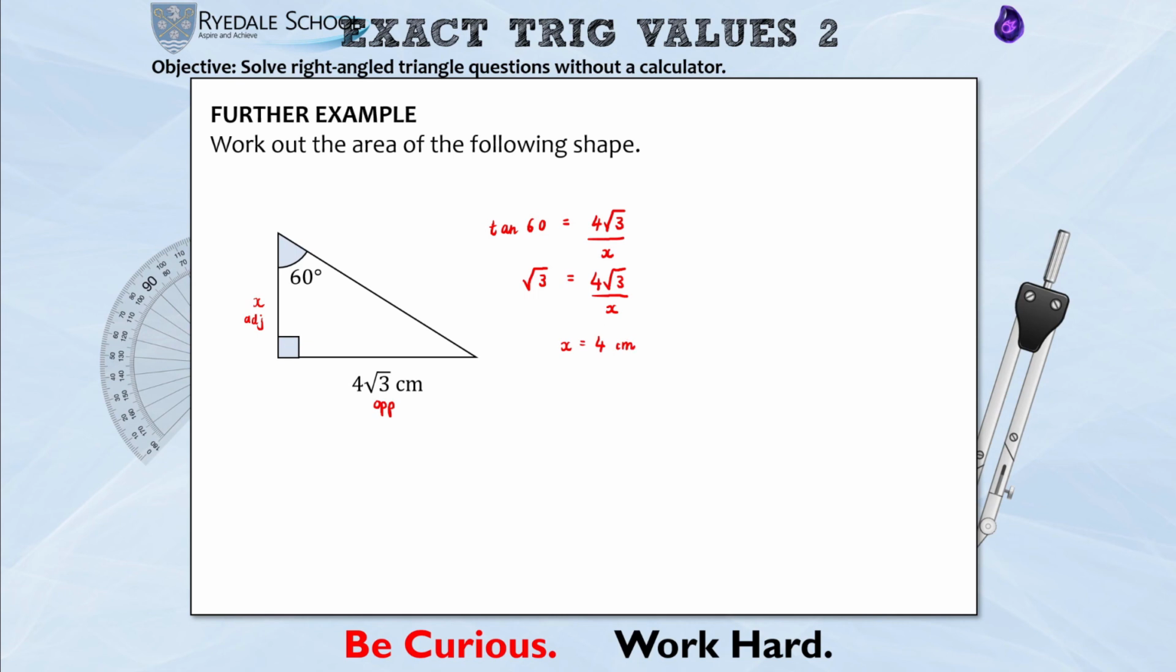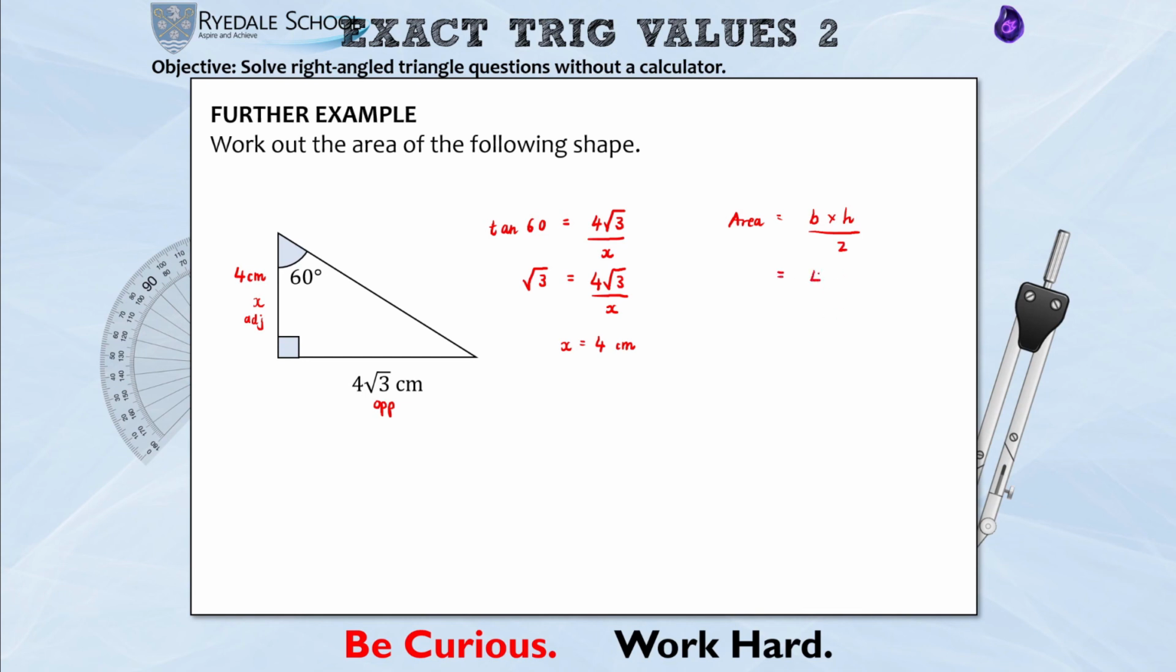So sometimes, yes, you might need to rearrange it, and it would be the sensible thing to do. Other times, you might just be able to see what that value of x is. So I now know that this is 4 centimetres. How do I find the area of my triangle? It's base times height. Don't forget to divide it by 2.